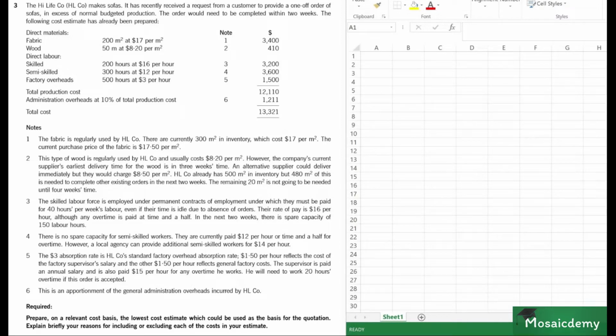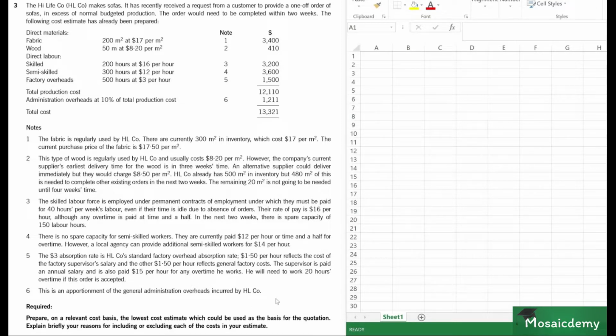So as always, we start with the requirement of the question. Ignore all of this. Requirement: prepare on a relevant cost basis the lowest cost estimate which could be used as the basis for the quotation. Explain briefly your reasons for including or excluding each of the costs in your estimate. So this is a typical section C relevant costing question.